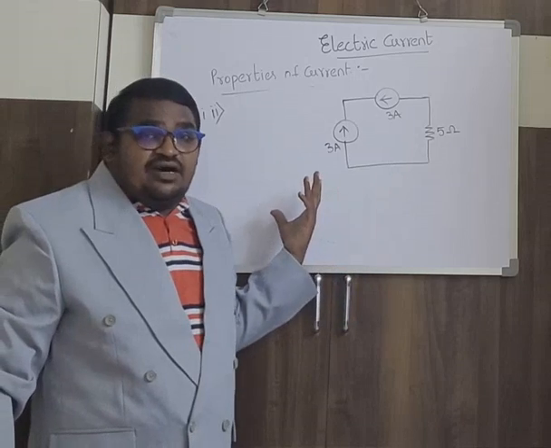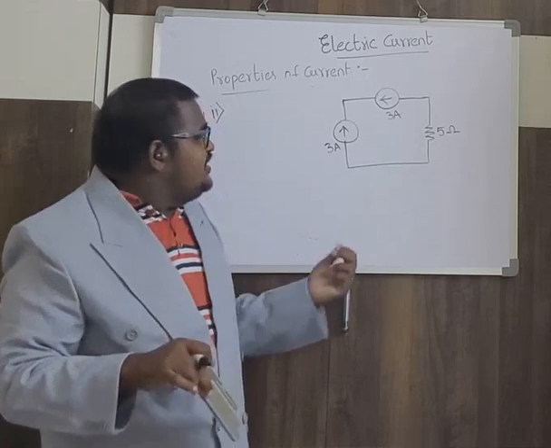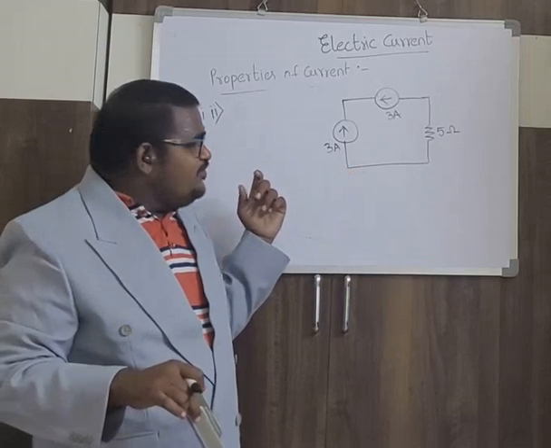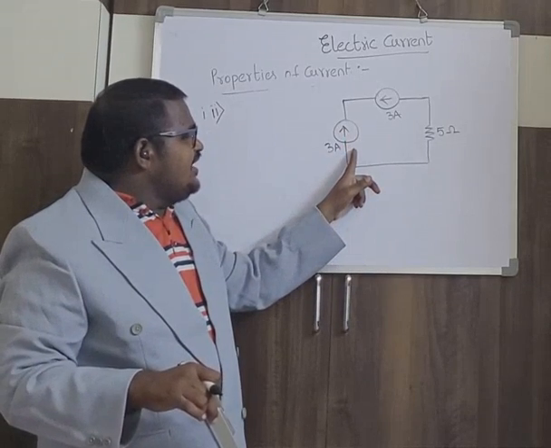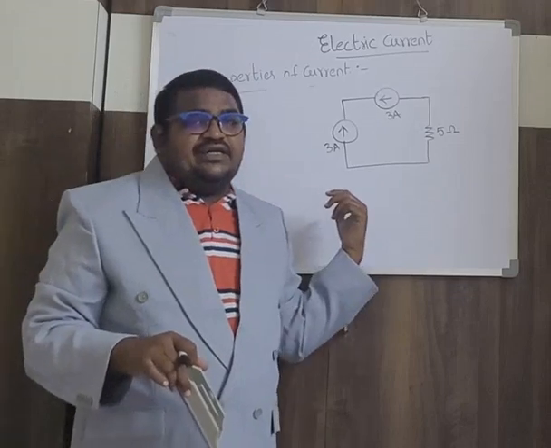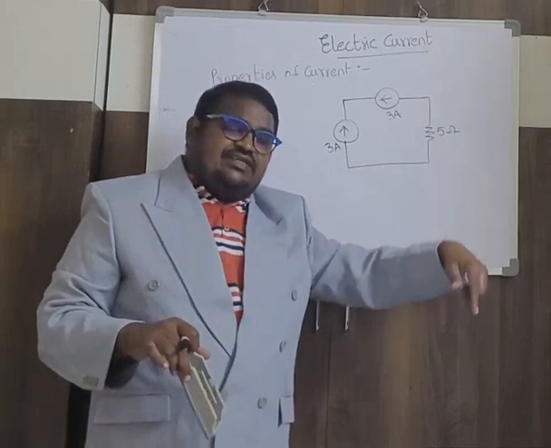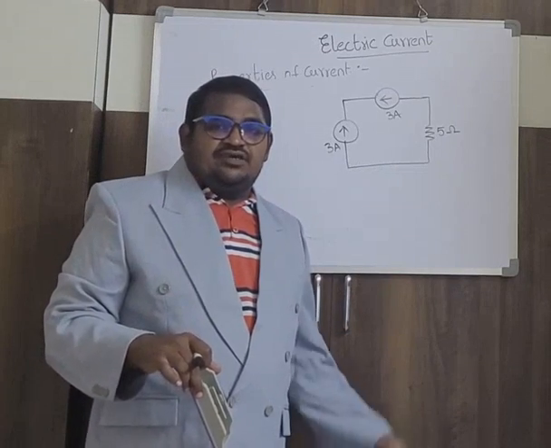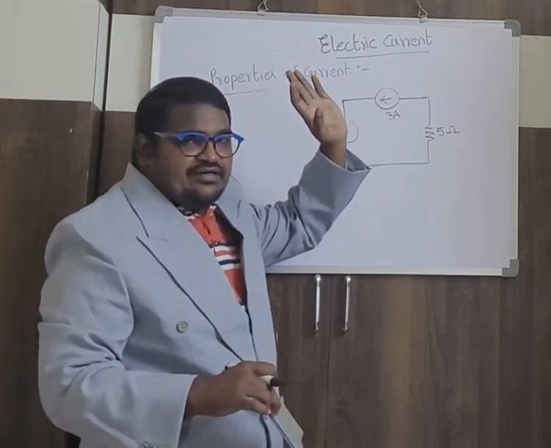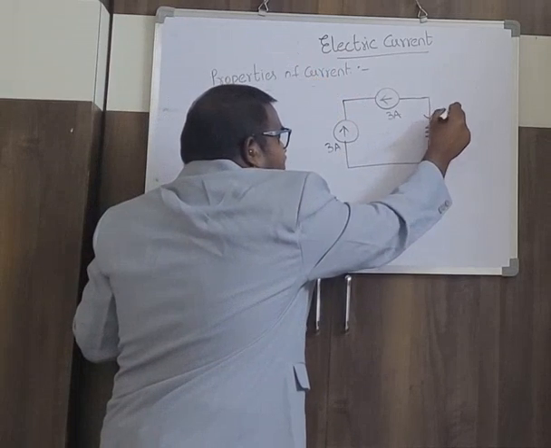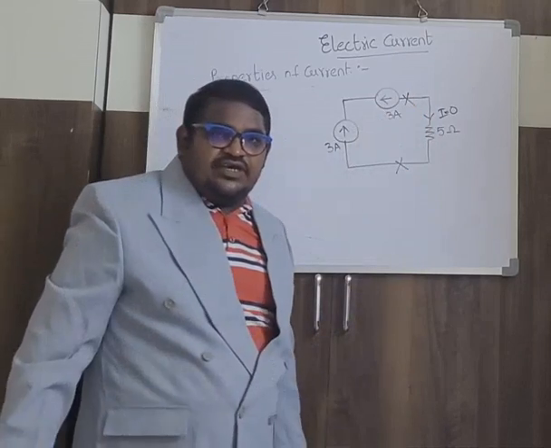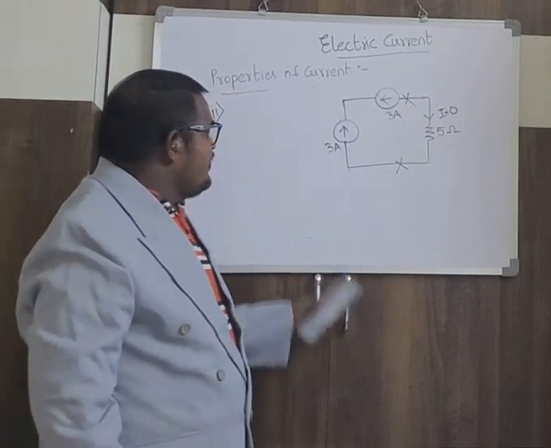According to the property of current, when elements are connected in series, the current passing through each element is the same. But in this problem, if you observe, this current source is connected in this direction and this current source is connected in this direction. Both current sources are opposing each other in series. So this is also not obeying the property of current. Hence here also the current will be 0, or this circuit is wrong. Okay? Yes, next.